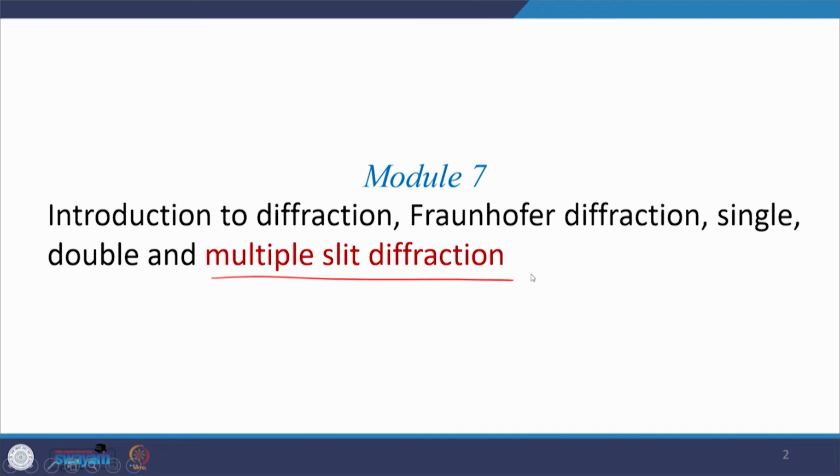Now in this lecture we will talk about Fraunhofer diffraction pattern of multiple slit. In the lecture before we talked about diffraction pattern produced by single and double slit in Fraunhofer regime. Today we will generalize these two slits.